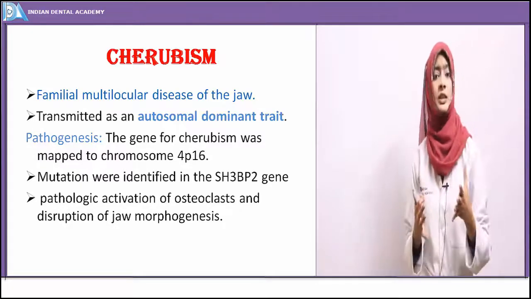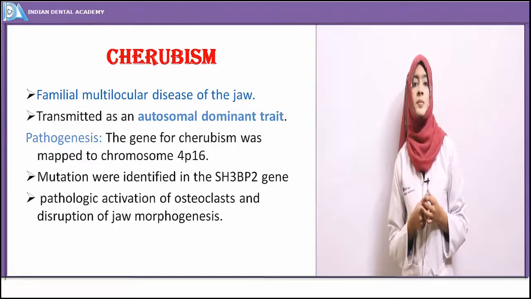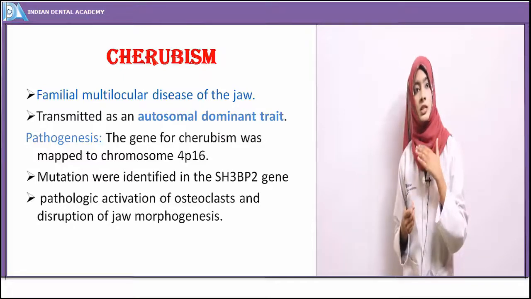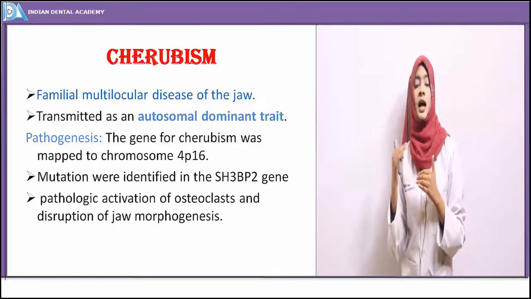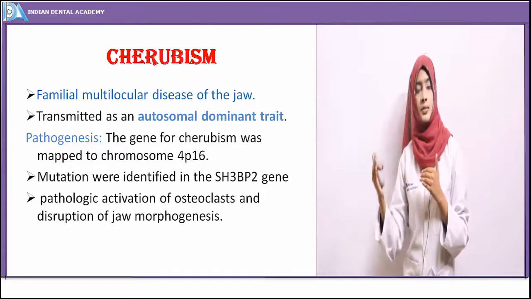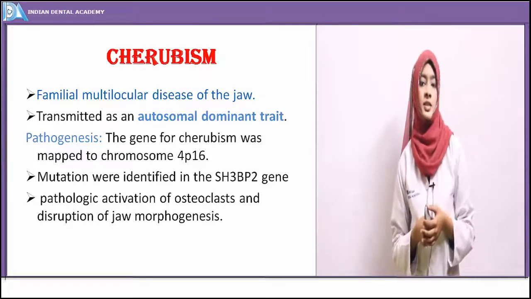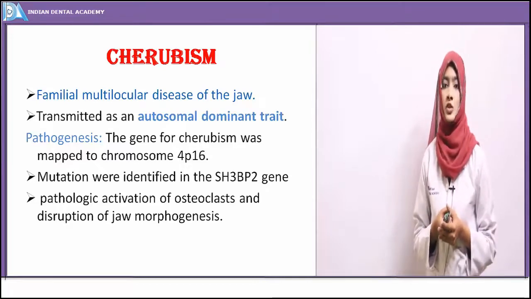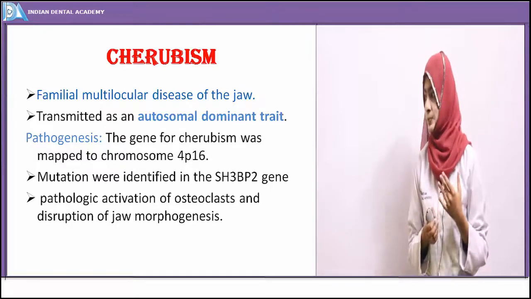So now we are studying the other commonest developmental disorder, that is cherubism. Cherubism basically affects children. It is not seen until 1 to 3 years. It begins at 3 years and goes on progressing up to 5 years of age. After that, when the child attains puberty, this disease automatically stops and regresses itself. Cherubism is also known as familial multilocular cystic disease of the jaw. Basically this disease is transmitted as an autosomal dominant trait.